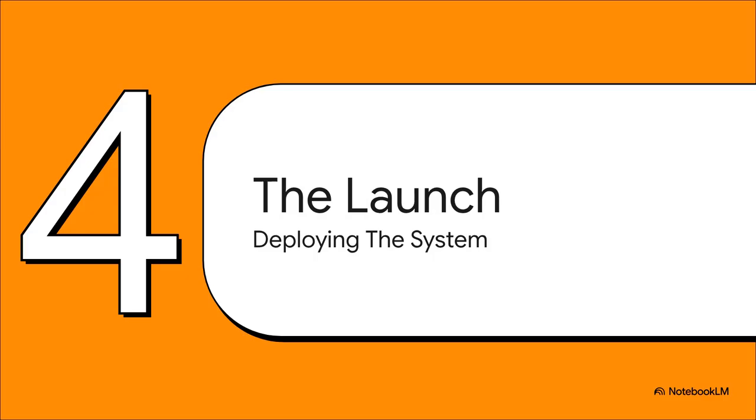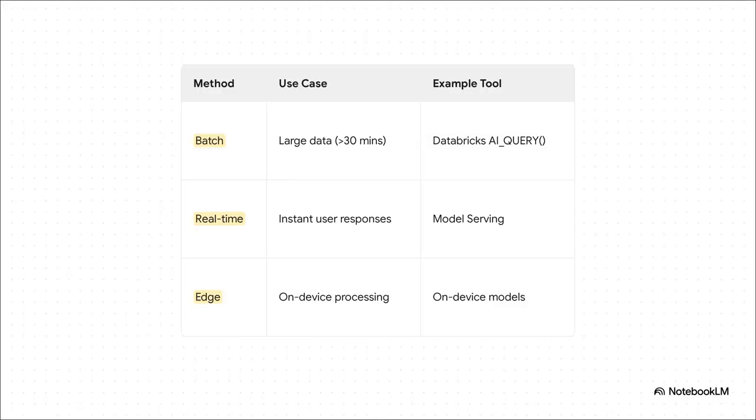So the application is built, it's been tested, now it is time for the launch. This is the moment we make our system available to actual users, and there are a few different ways we can go live. The deployment method you choose really depends on the specific need. For huge, non-urgent jobs, you'd use batch processing. For something like a customer-facing chatbot, you absolutely need real-time serving for those instant responses. And for some apps, the model can even run right there on a user's own device.